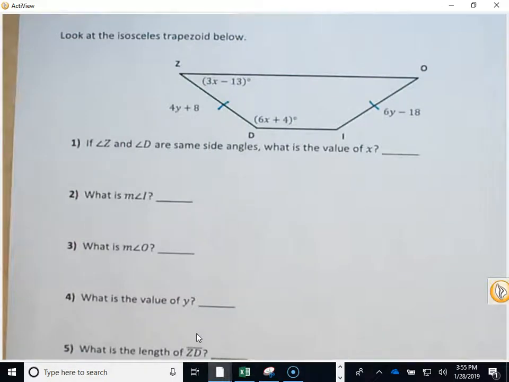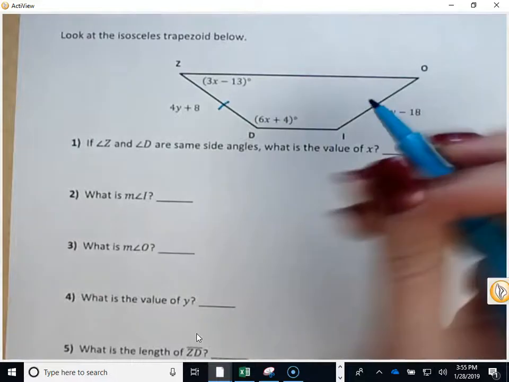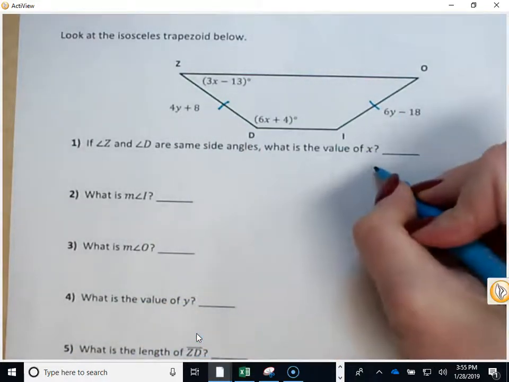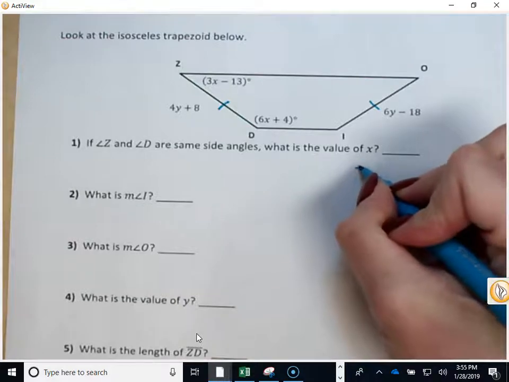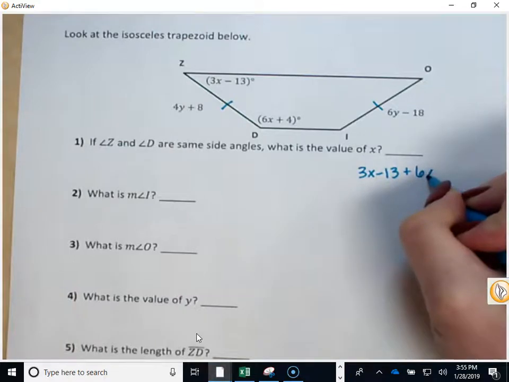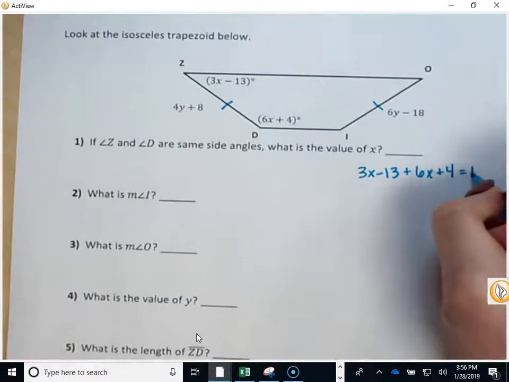Well, since they're same side angles, think of that parallel lines theorem: same side interior angles add up to be 180. So that's how I set up my equation. I add these two up, set equal to 180, and then solve for x. So I'm going to do that out to the side here. We got 3x minus 13 plus 6x plus 4 equals 180.